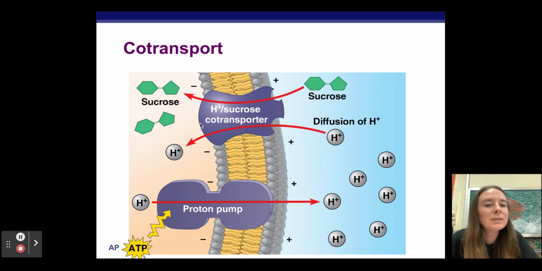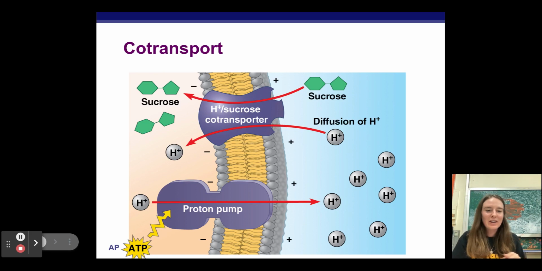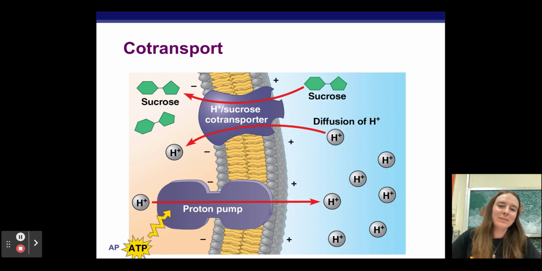And so it's going to use the help of the diffusion of hydrogen ions down their concentration gradient to supply that energy, kind of like taking it along. So imagine you were going down a water slide at a water park, and you easily go down, but you're bringing your friend along with you, saying, hey, come on. Same thing here. The hydrogen ion's bringing along its friend sucrose. And this happens in plant cells.